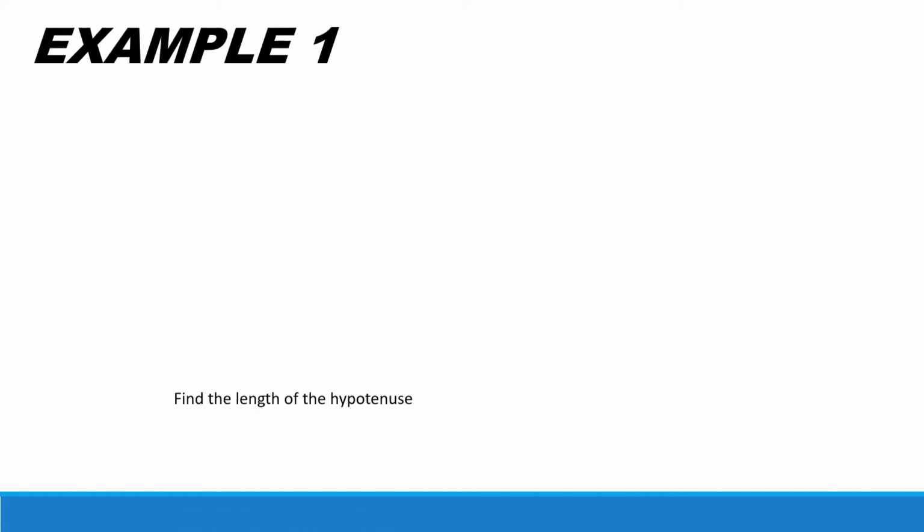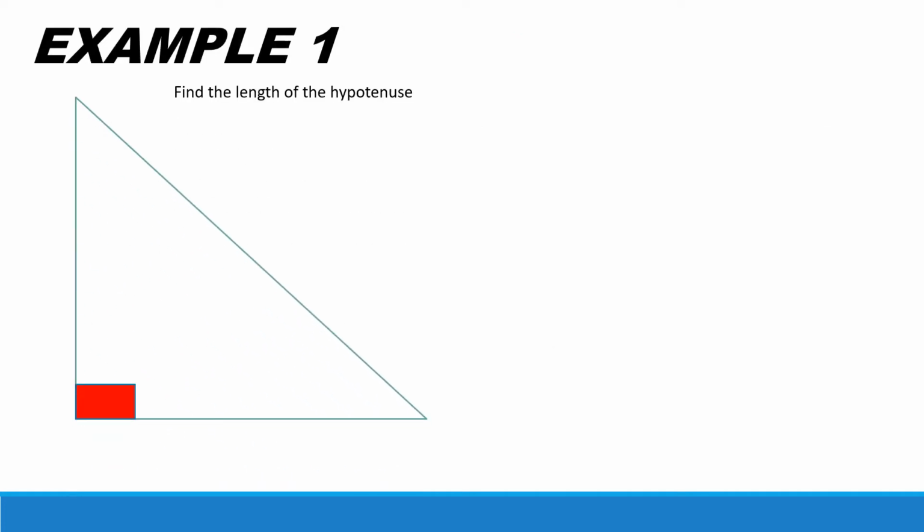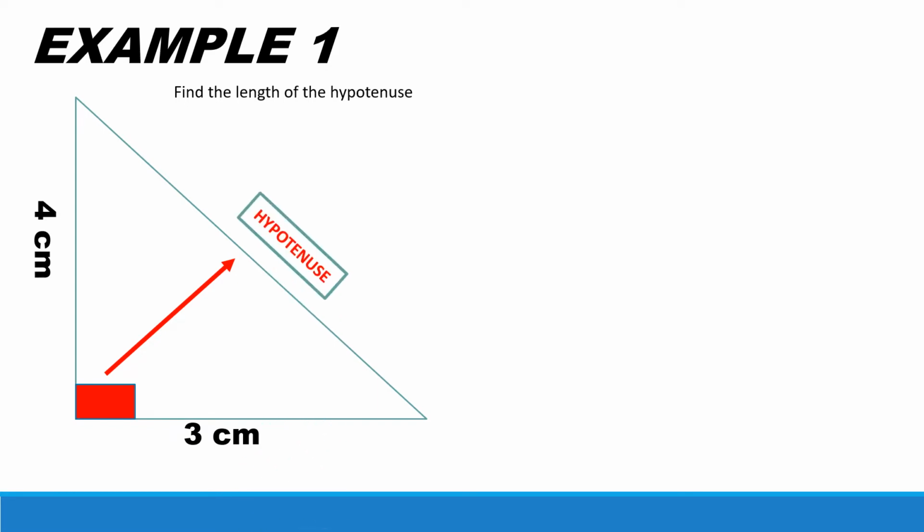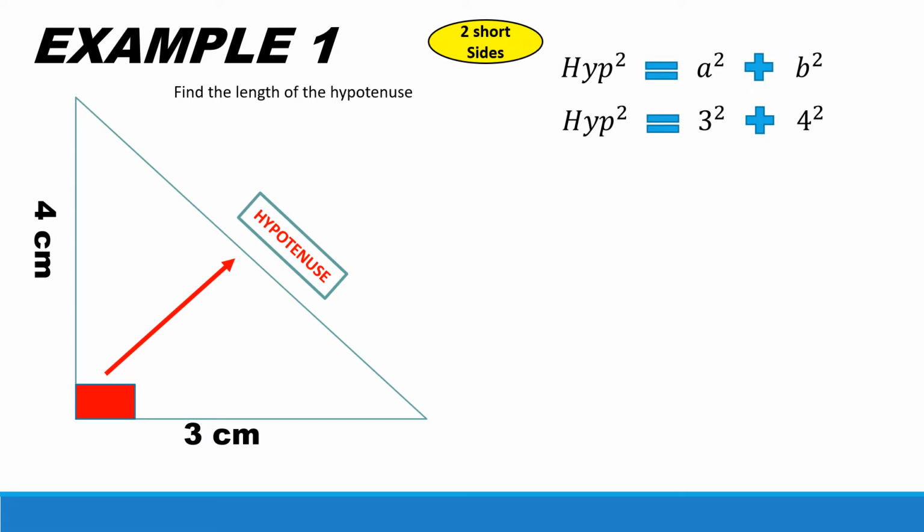Example 1. Here is our right angle triangle and we're trying to find the length of the hypotenuse. This right angle triangle has sides of length 3 centimeters and 4 centimeters. The side opposite the right angle is known as the hypotenuse. In this question, we have two short sides and what is missing is the hypotenuse. So we're going to use hypotenuse squared is equal to a squared plus b squared. Let's substitute what we know.